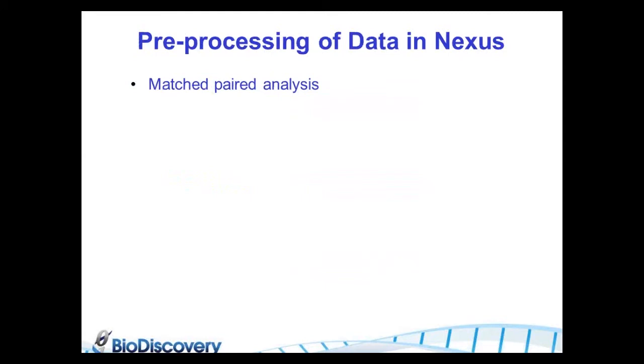So one of the reasons that I specifically am using this raw data is that it allows us to do pre-processing of the data within Nexus, and also allows us to use our in-house algorithm for the segmentation. And I'd just like to take you briefly through some of the pre-processing that we've done to this data set.